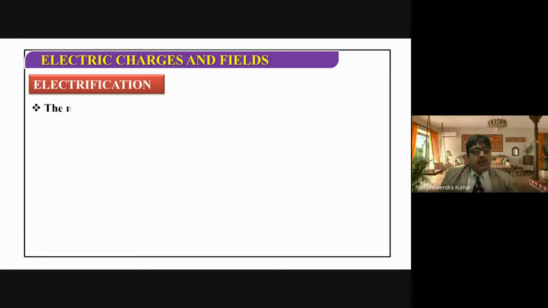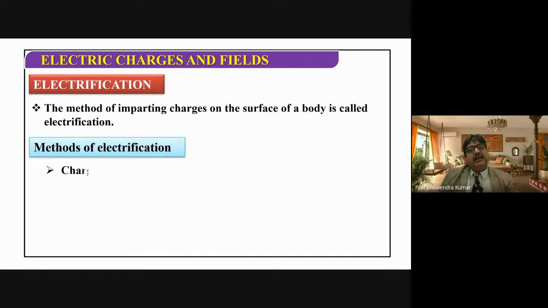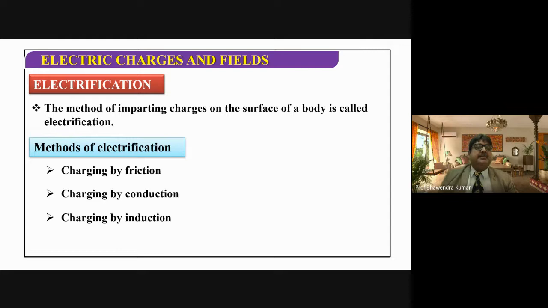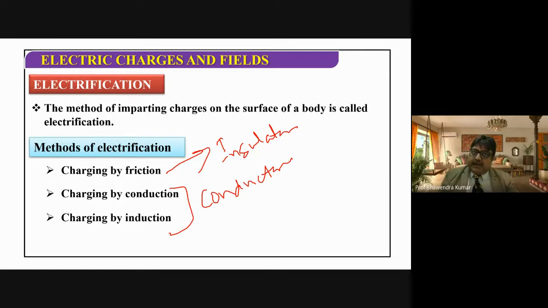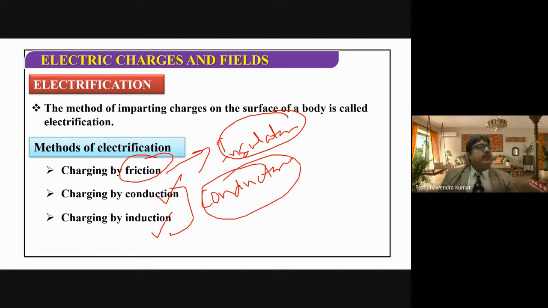Okay. Now the process of electrification. You understand, there are three methods. One is by friction, another is by conduction, and the third is by induction. Now the friction method is available for insulators. Conduction and induction are available for conductors. Do you understand it? Right? So whenever we are talking about charging by friction, I'm talking about charging an insulator object, because by conduction and induction I cannot give charge to insulators, I can give charge only to conductors. Is that clear?